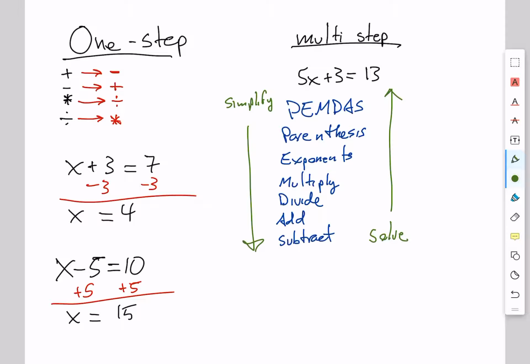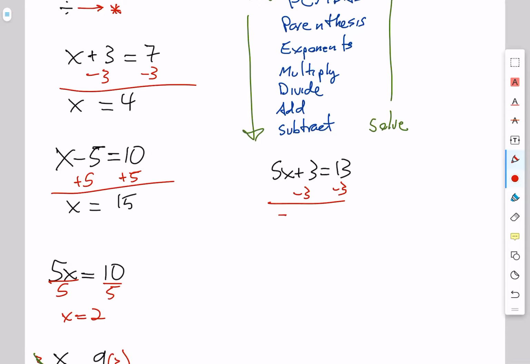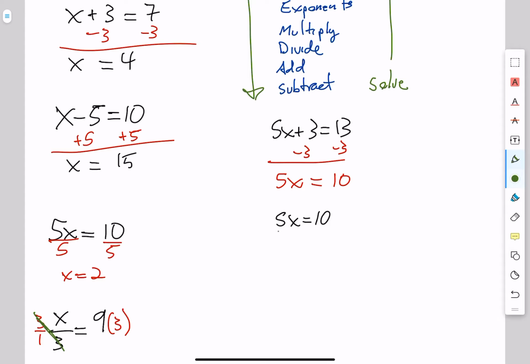So the first thing we'd want to undo is addition and subtraction. So in this case, that 3 that we're adding to x, we subtract it first. So my 5x plus 3 is 13. So we'd subtract 3 from both sides. Gives me 5x equals 10. Now that I have 5x equals 10, now it's back to my original type of question. So we would divide both sides by 5, then be left with x equals 2.